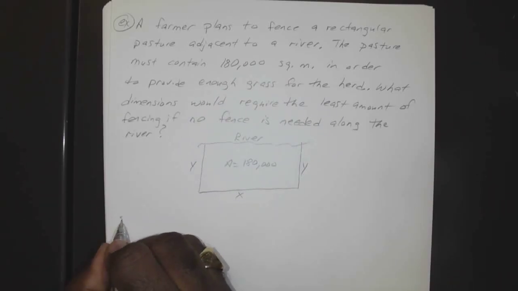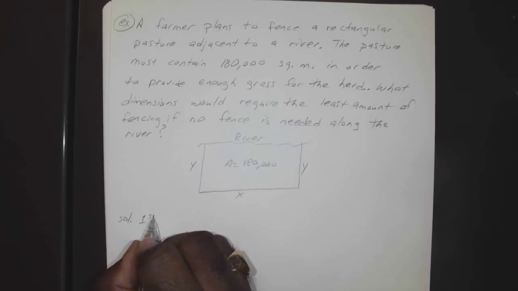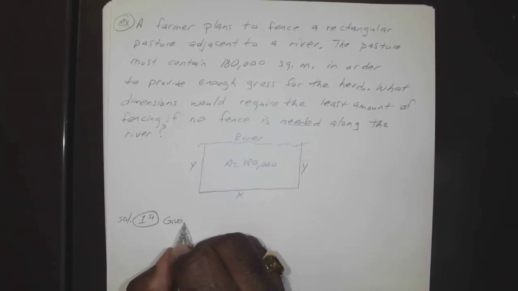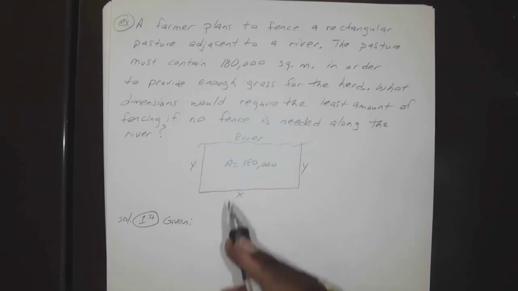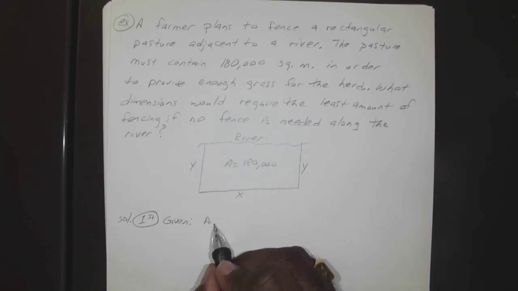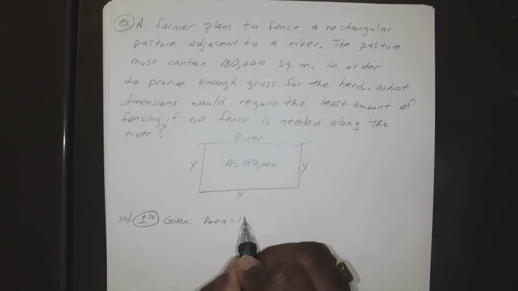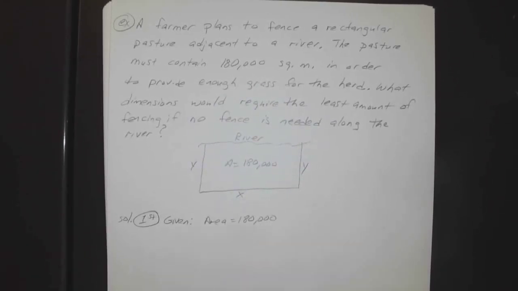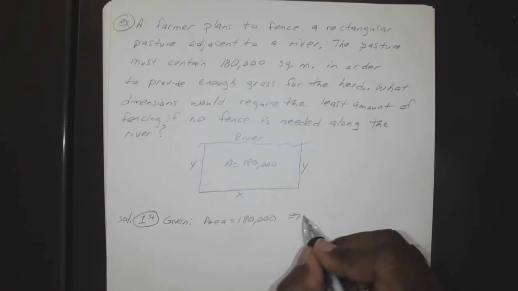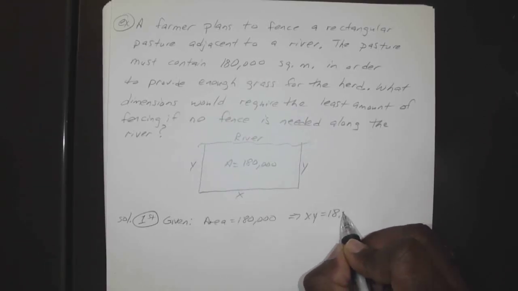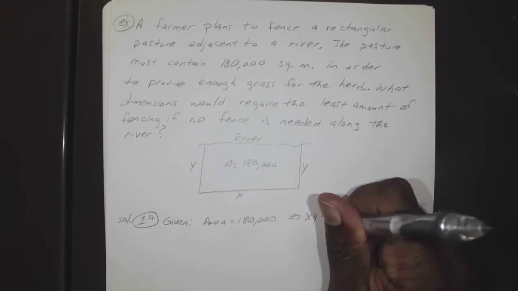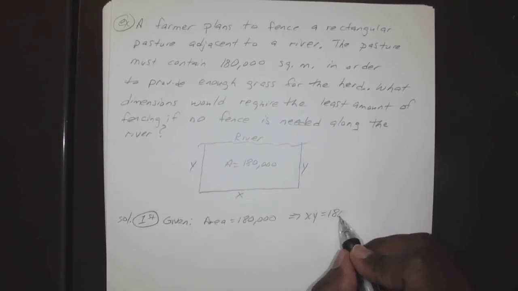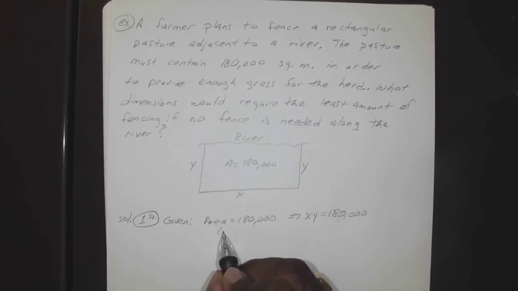All right, so first we want to start with what's given to us. That's our area. Our area is 180,000. So we know the area is length times width, so X times Y is 180,000. And that's assuming your area is your X times Y.